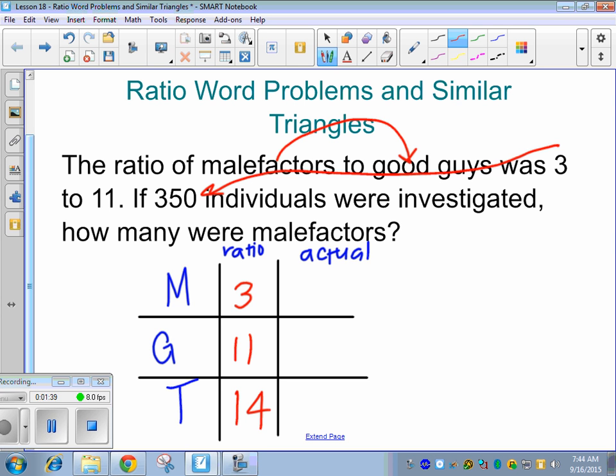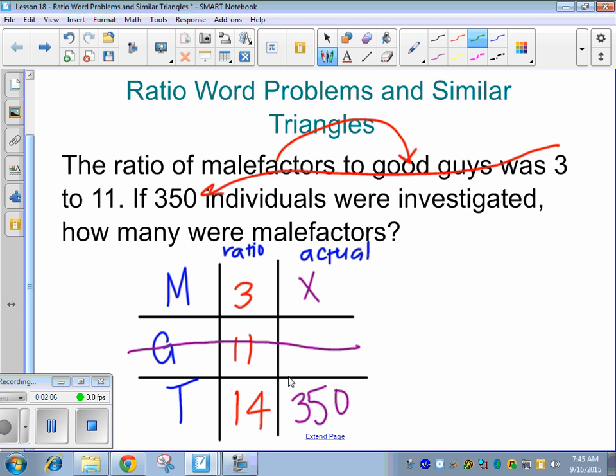All right, if 350 individuals were investigated, how many were malefactors? So 350, Sam, where does that go? Very good. There's 350 who were investigated. That's the total of everybody. How many were malefactors? So there's where our variable goes, the x. Okay? You always cross off the row that has a blank box. And then I do need to see this equation.